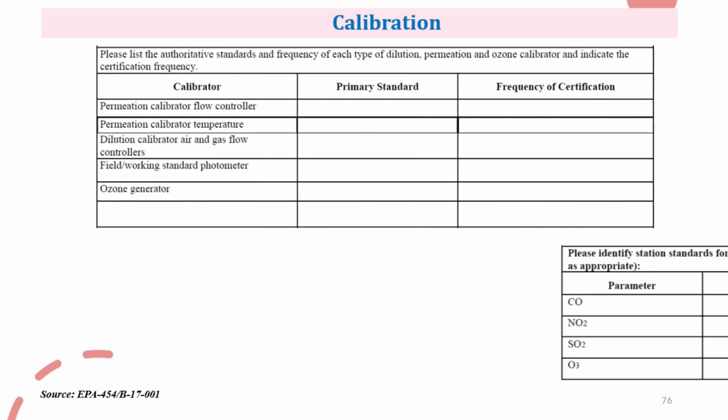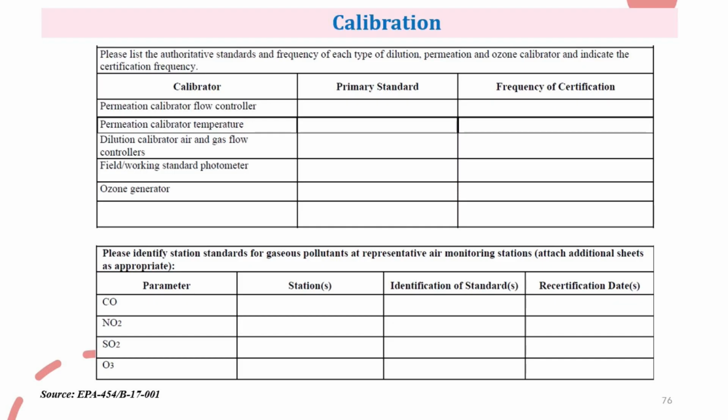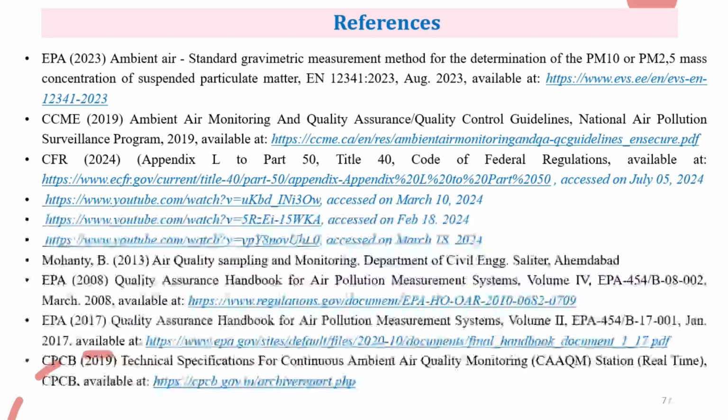Every time we calibrate an instrument, we should keep a checklist. This should include standard used, results, adjustments made, and who did the calibration to ensure we have a good record. Finally, these checklists are mandatory for the operations and maintenance of continuous ambient air quality monitoring systems to ensure everything runs smoothly.